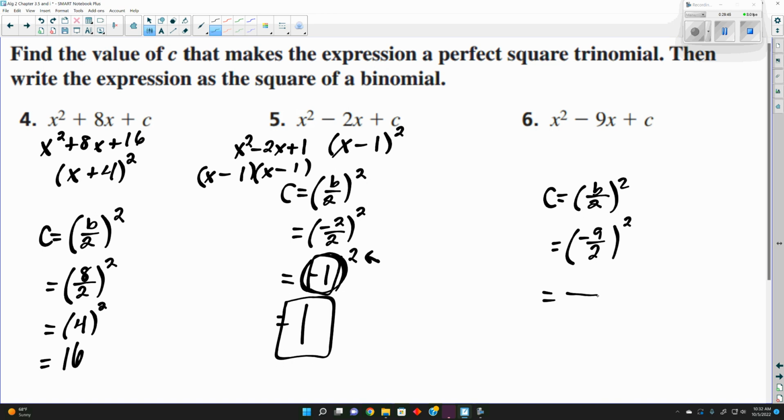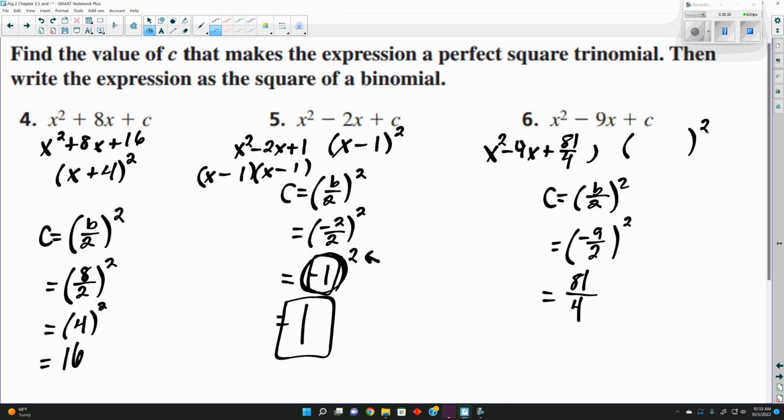What's 9 squared? What's 2 squared? Because we're just squaring the top, we're squaring the bottom, and we're done. 4.5 will still get us to the same answer, which is 20.25. But I feel, at least me, I feel it's a little bit easier to square negative 9/2 than it's going to be to square negative 4.5. So that tells us that we have x squared minus 9x plus 81 over 4.